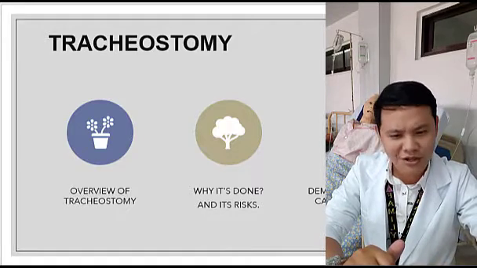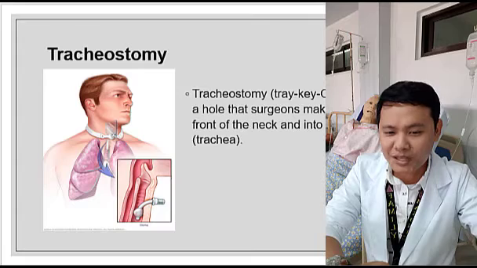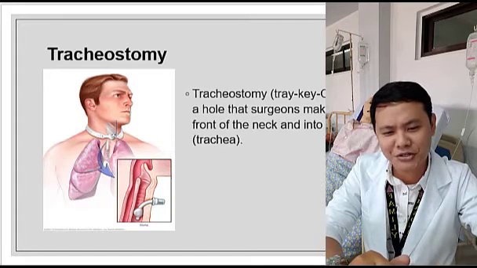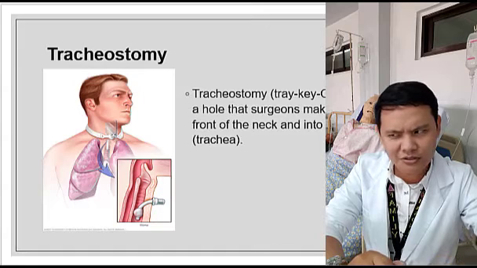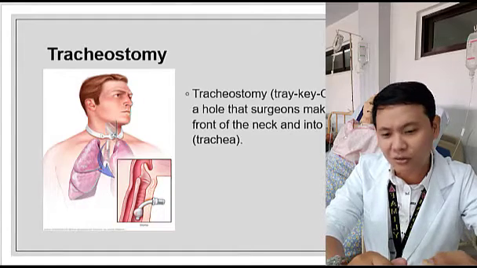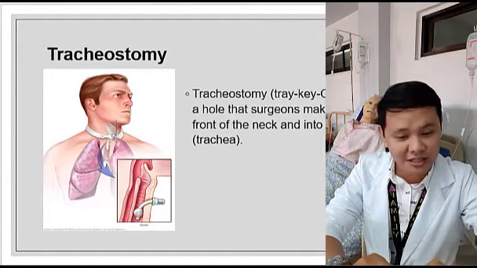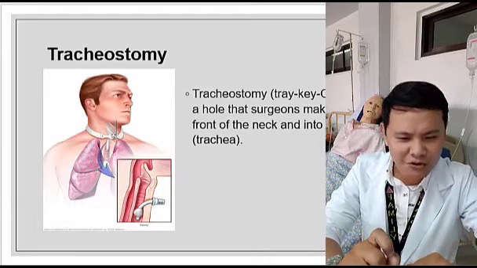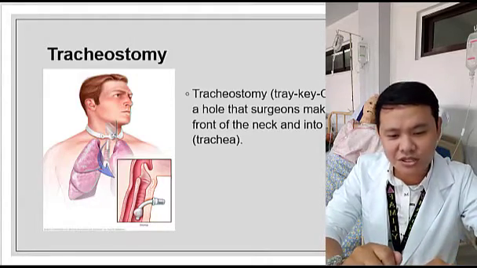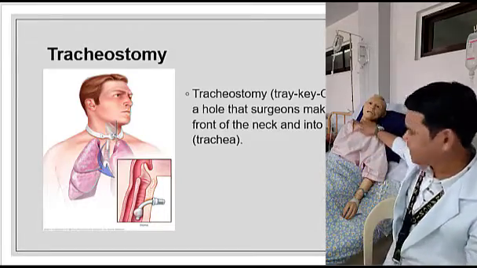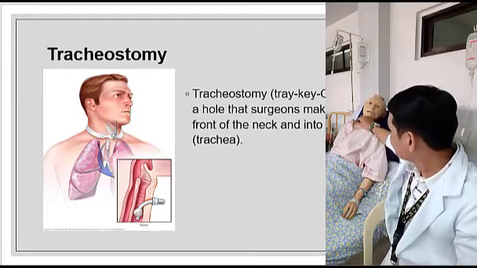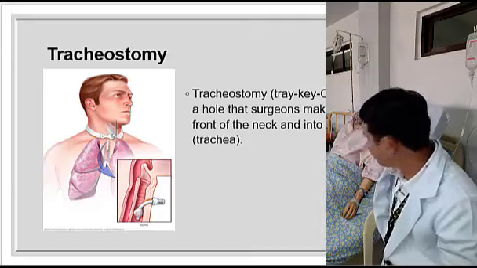So first things first, what is tracheostomy? Tracheostomy is actually a hole that the surgeon makes through the front of the neck and into the windpipe. In short, a tracheostomy tube is placed into the hole to keep it open for breathing. The term for the surgical procedure to create this opening is what we call the tracheotomy. The one that we are seeing right now is actually the tracheostomy, but this one is actually metal.